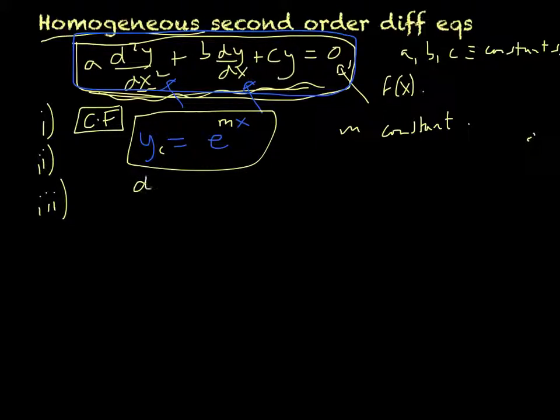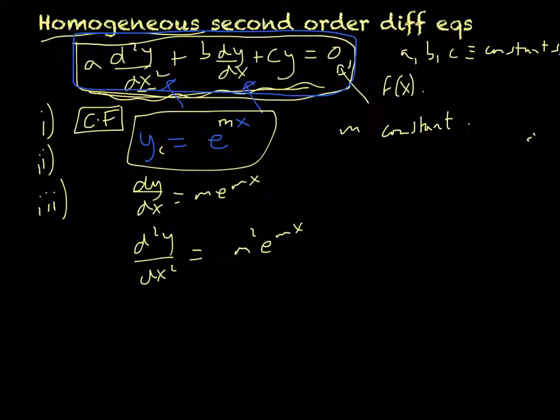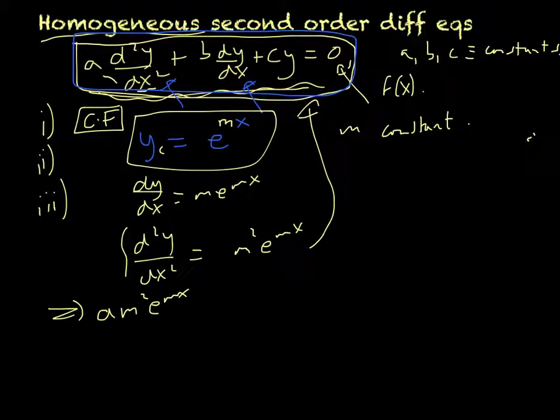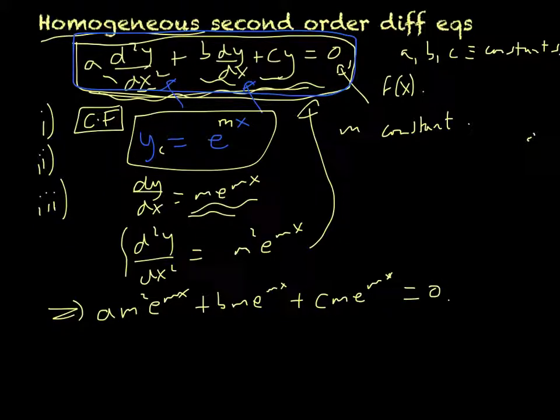If I differentiate this once, I get dy over dx is m e to the mx, and if I differentiate it one more time, I'm going to get m squared e to the mx. If I were to plug these things back in here then, remember this is meant to equal 0. So I would get a m squared e to the mx, that's this thing plugged back in here. And then I would get plus b m e to the mx, that's this thing plugged back in here, plus c e to the mx, that's this thing back into here. And this should equal 0 if this is true.